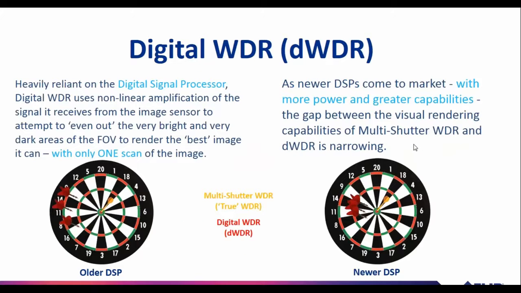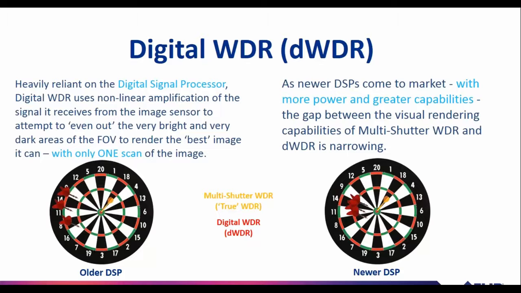Now, the other type is the digital WDR. And as I mentioned already, it's heavily reliant on that DSP. If you see the second line in this paragraph up on the top, it's actually a non-linear amplification, right? What does that mean? It just basically means that it's not a specific thing. It goes up and it goes down, all based on the amount of light that it has, its ability to control the shutter, making it open and close faster or slower, and also that same thing with the iris, making it either smaller or larger. However, it only takes one scan of the image. So it's always, at least at this point, going to be not quite as good visually as the multi-shutter.